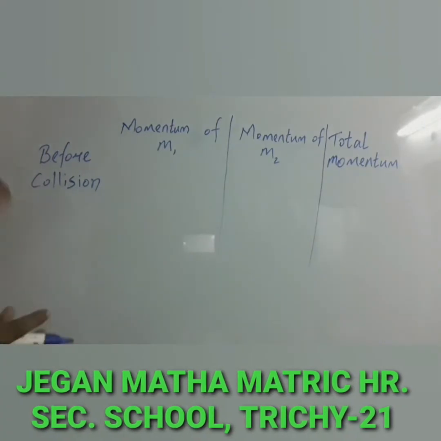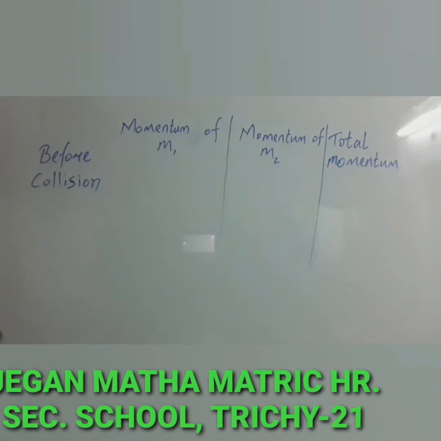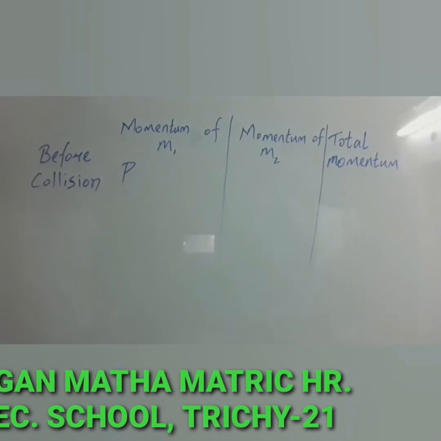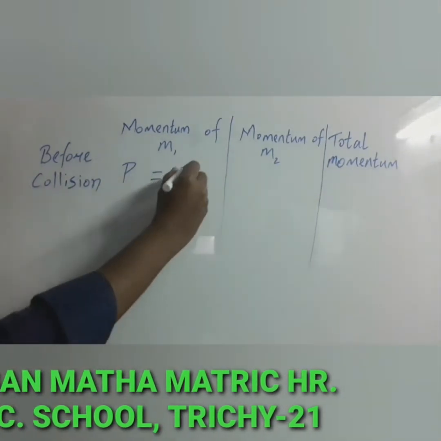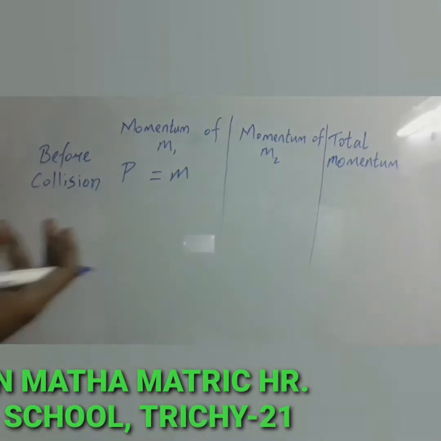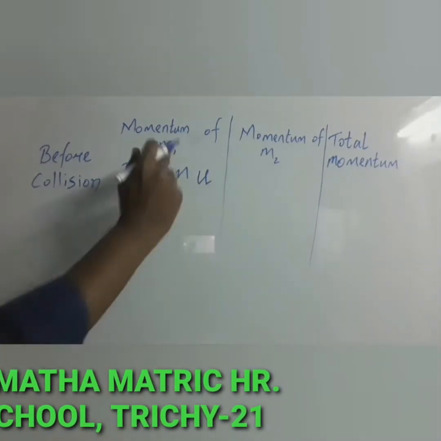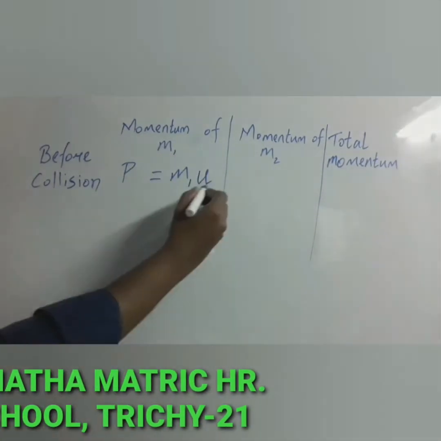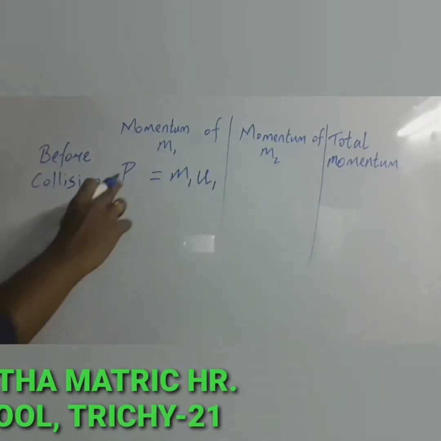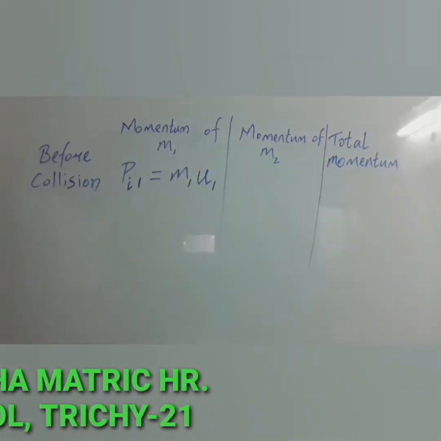Let us write the momentum of mass m1 before collision. What is the formula for momentum? P is equal to the product of mass and velocity. So before collision, that mass is moving with the initial velocity. What is the letter for initial velocity? u. So mass of the first object m1, initial velocity of the first object u1. Here it is the initial momentum of the first object, so you have to write Pi1.